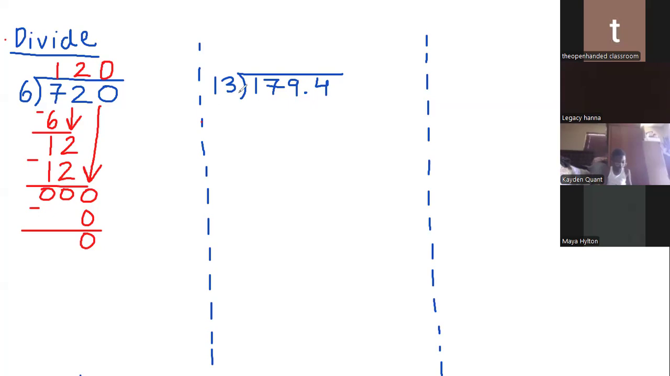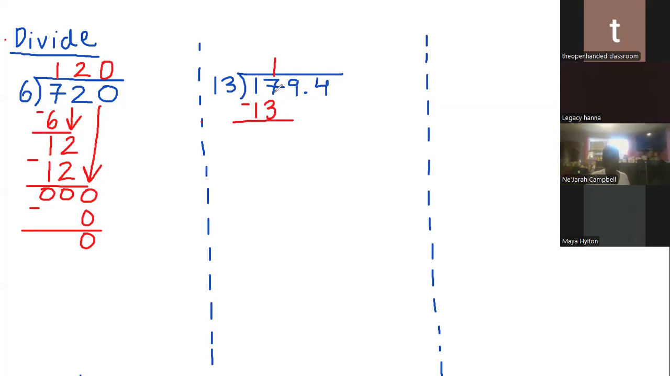No problem. So we have 13 into 179.4. How are we gonna do that? We say 13 going into 17. 13 times 1 is what? 13. 13, very good. And so we say 17 minus 13. 7 minus 3 is what? 4. 4, very good. 1 minus 1 is 0. So we bring down the 9.